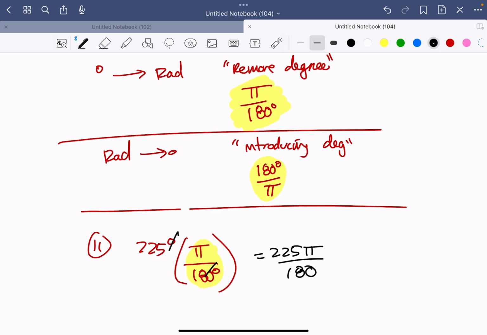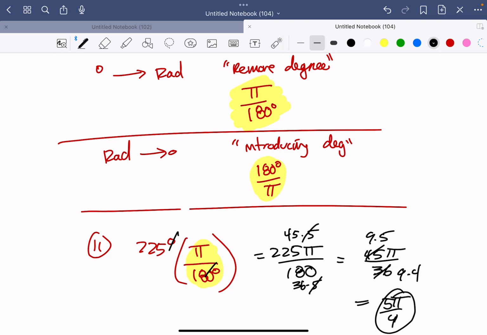So 225, when you look at something like that, you can rewrite 180 as 36 times 5. And you can write 225 as 45 times 5. So those 5's cancel out and give you 45 pi over 36. But then I think you can see you can take out a 9, because that's 9 times 5. And that's 9 times 4. So that's where you get 5 pi over 4. Yes? Okay, so there's 11.